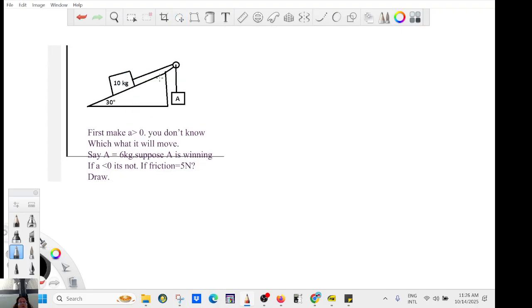Okay, let's say there is no friction and let's say it's going this way. Suppose it's going this way. So I'm going to take plus in this direction. I'm going to take plus in that direction. So acceleration is positive. Okay, 6 kilograms. So this is 6 kilogram. This is 6 here.